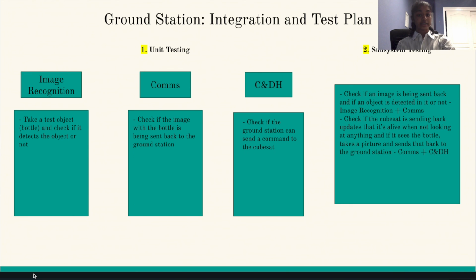For this next slide, we essentially have the same thing here, starting off with the unit testing of the 3 main subsystems: image recognition, comms, and command and data handling. And for step 2, again, the subsystem testing. For this part, an example of what we use is checking if an image is sent back and if the plastic is detected in it or not, which checks image recognition and comms.